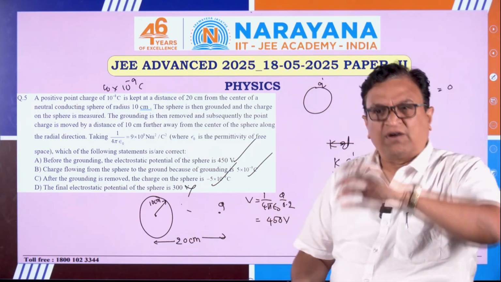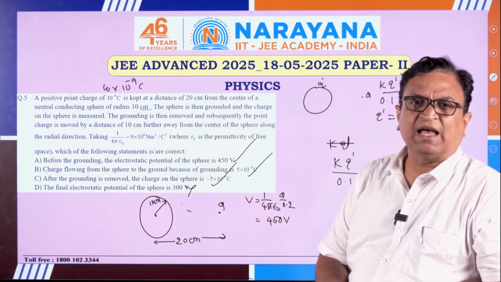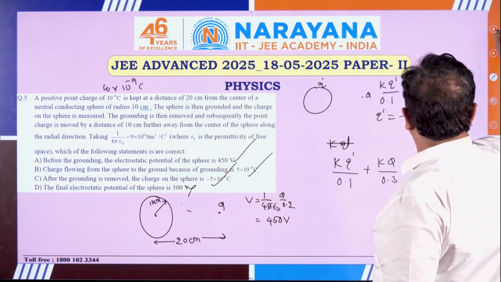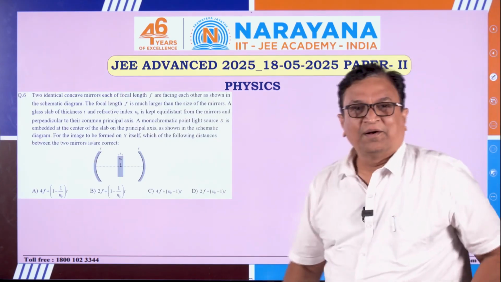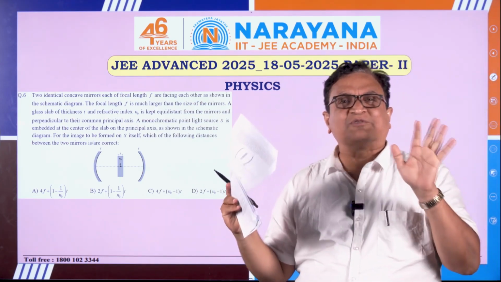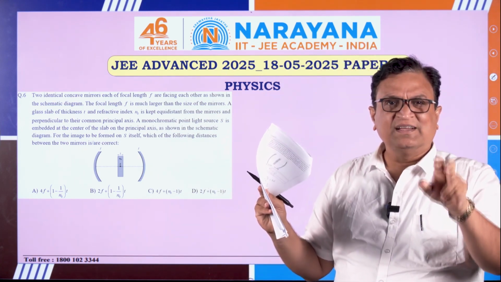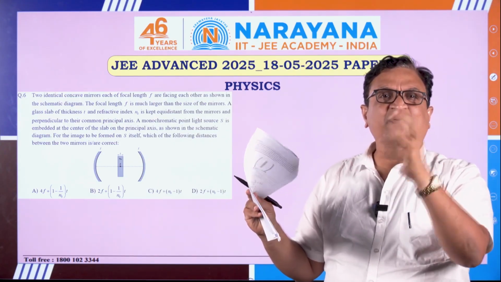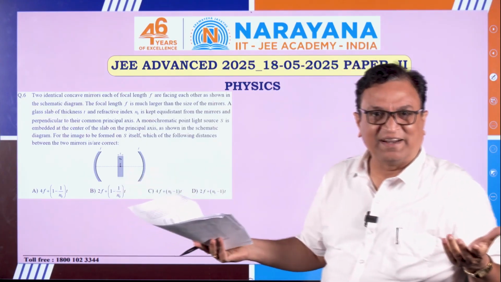Fifth question, an easy question. The first multi-correct answer type question is, of course, a very easy question. Next comes optics. Every year there will be a question from ray optics, lens combination, lens and concave mirror combination, concave mirror combination. This year also they followed the same trend.